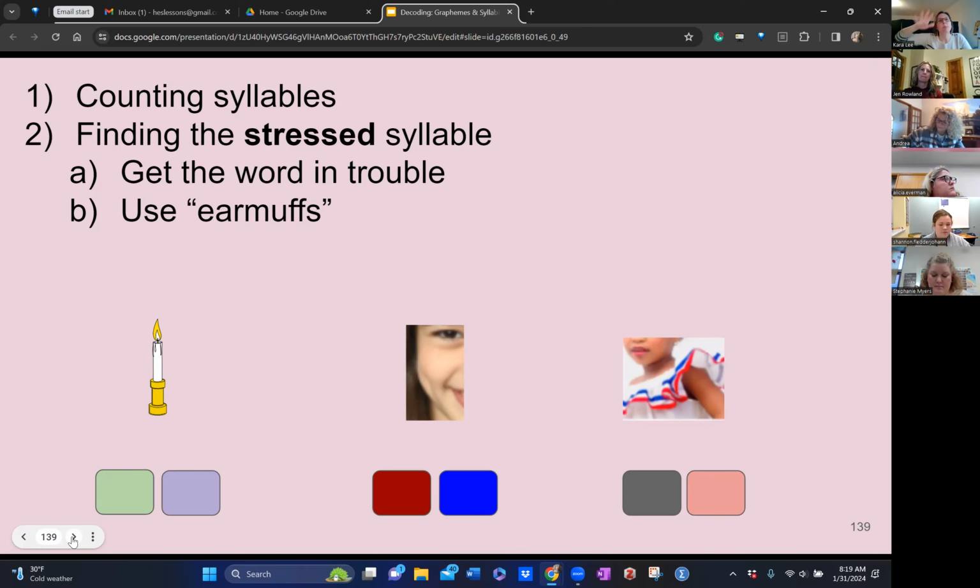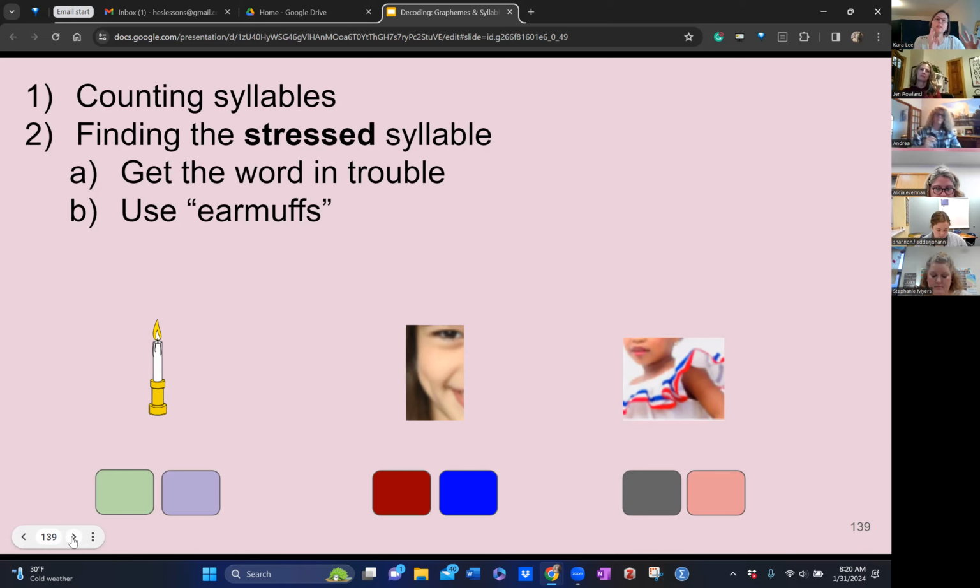Okay? So we know a little bit about stress from talking about content and function words, but now we're going to talk about stress within a 2-syllable word. So the way to do that is to either get the word in trouble or to do what I say is called use earmuffs. Now we've talked about these before a little bit. We talked about whale talk for counting syllables, right? Say it with your mouth closed, like candle.